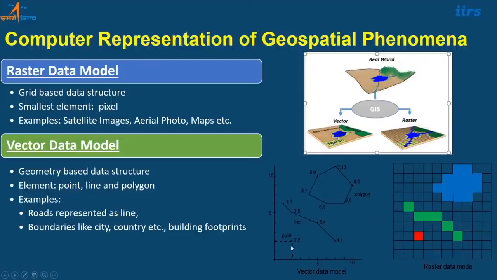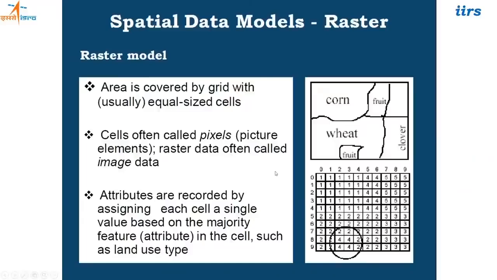Now this particular point has an x coordinate and a y coordinate. Similarly, a series of points forms a line, whereas a series of points with the start point and end point at the same place becomes a polygon. If the starting point and the end point are the same, then it forms a closed polygon. If they are different, then it forms a linear feature, or we can say a curvilinear, or a line feature basically.